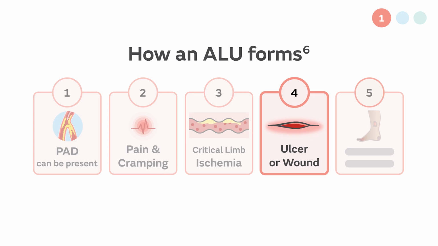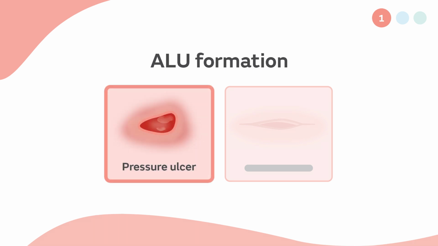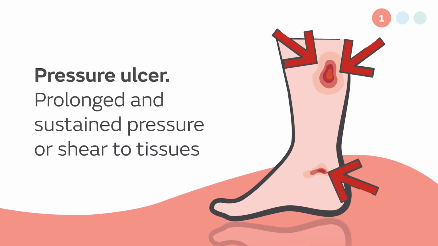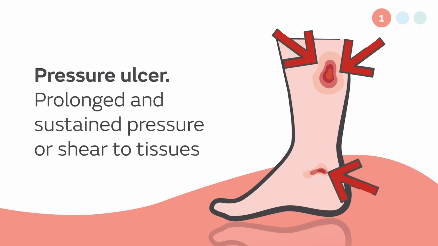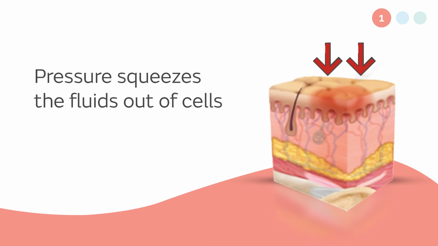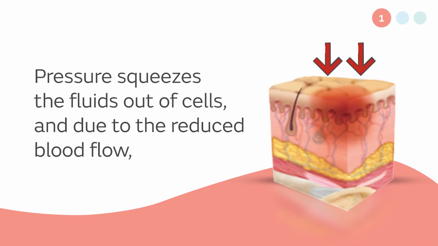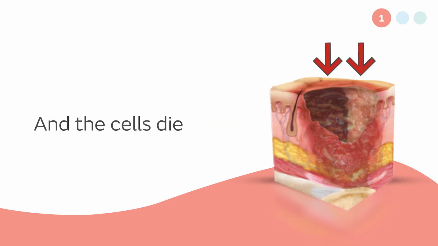An ALU normally forms in one of 2 ways. The most common is in the form of a pressure ulcer. This comes from prolonged and sustained pressure or shear on the tissues. This can be from too much standing or walking, or even from resting the limb in the same position for too long. This pressure squeezes the fluids out of the cells, and due to the reduced blood flow, those fluids can't replenish and the cells die.